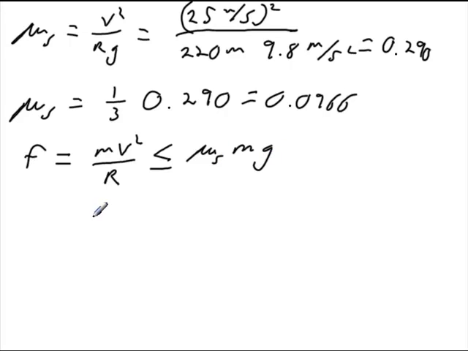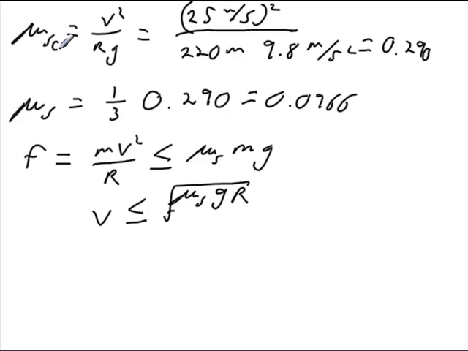That tells me that v is going to have to be less than or equal to the square root of mu s g r. And I can plug in numbers and get an answer there. Now, that'll give me a perfectly good answer, but let me show you another option.